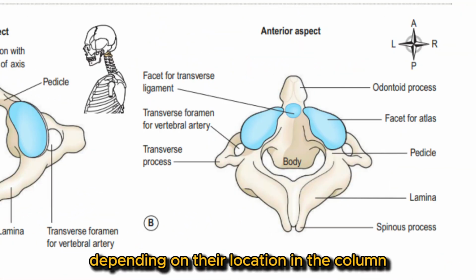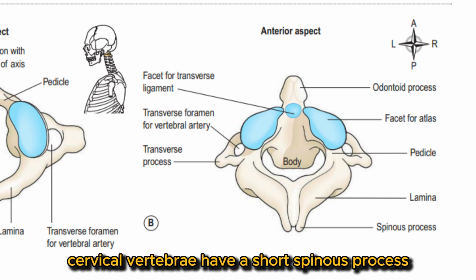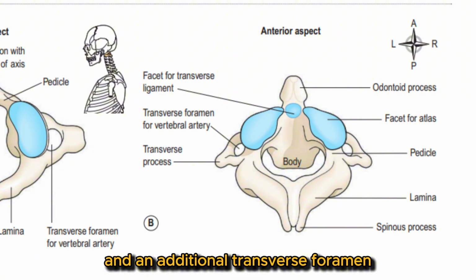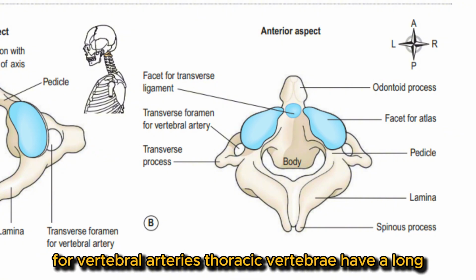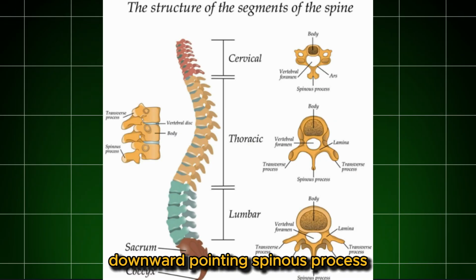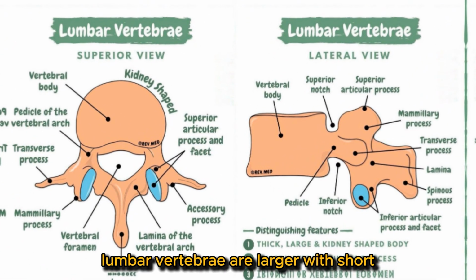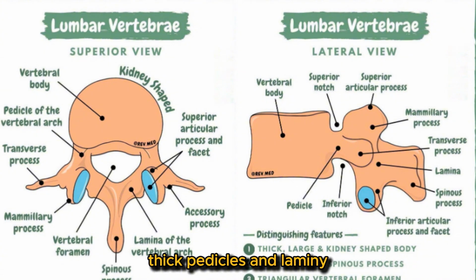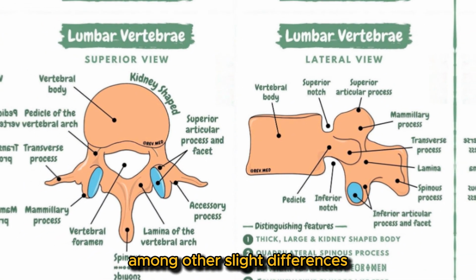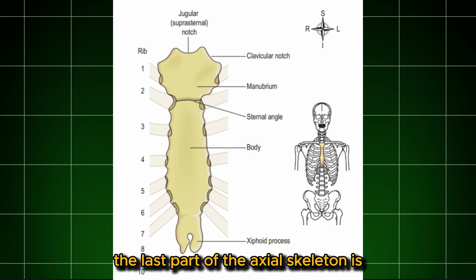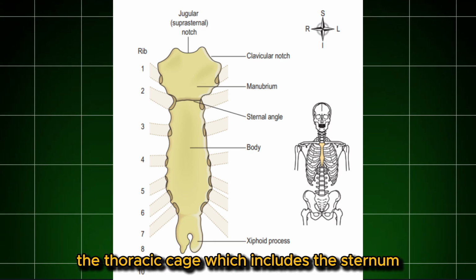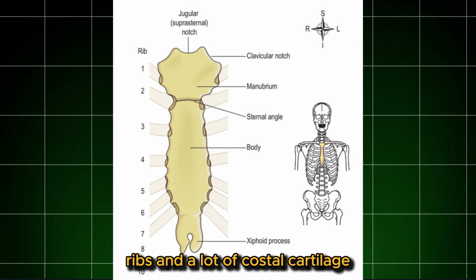Vertebrae vary slightly depending on their location in the column. Cervical vertebrae have a short spinous process, a large vertebral foramen, and an additional transverse foramen for vertebral arteries. Thoracic vertebrae have a long, downward-pointing spinous process and demifacets that connect to the ribs. Lumbar vertebrae are larger with short, thick pedicles and laminae, among other slight differences. The last part of the axial skeleton is the thoracic cage, which includes the sternum, ribs, and a lot of costal cartilage.